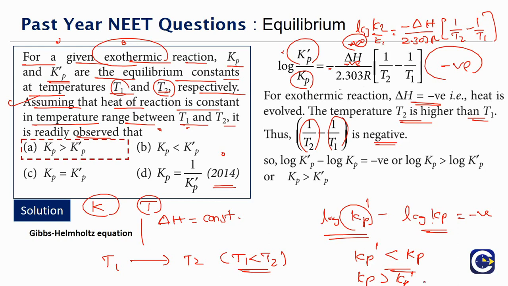So these are some of the standard result kind of questions, because people do remember that for the exothermic reactions, as temperature is increased, the equilibrium constant is going to decrease. So that result comes from the Gibbs-Helmholtz equation. What is the Gibbs-Helmholtz equation? Log of K2 by K1 is equal to minus delta H by 2.303 R into 1 by T2 minus 1 by T1.